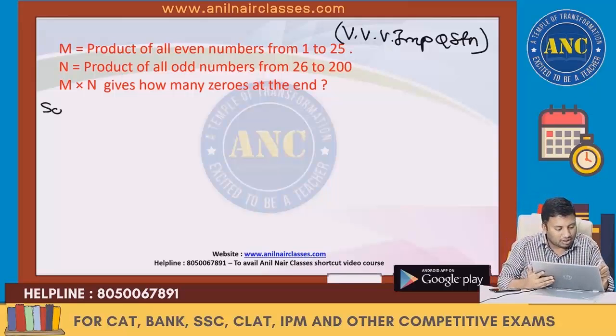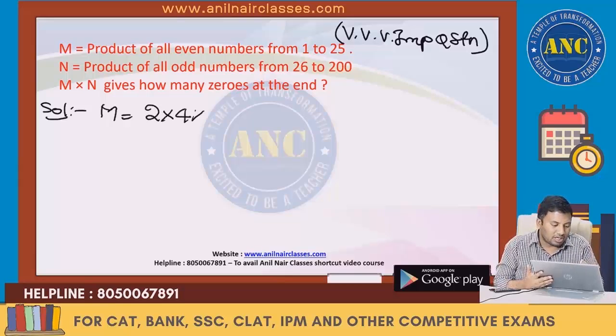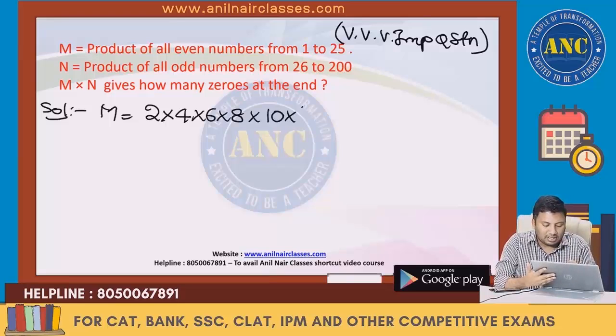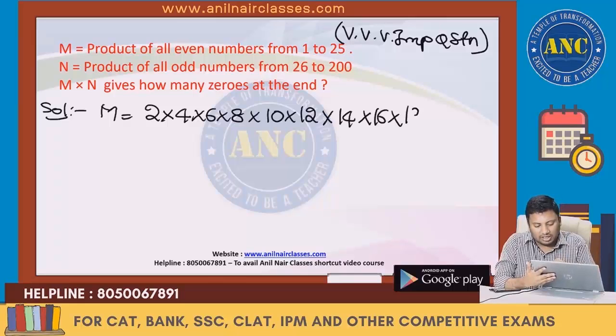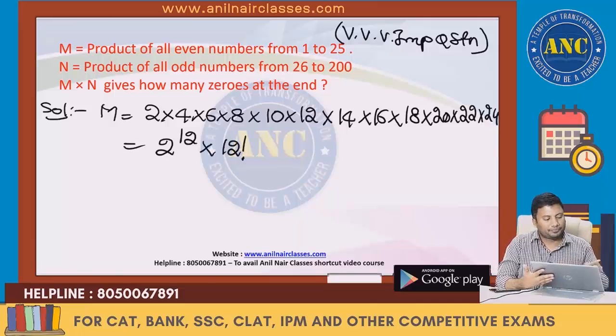Please read the question. Question is, M is product of all even numbers from 1 to 25, which is 2 1s are, 2 2s are, 2 3s are, 2 4s are, 2 5s are, 2 6s are, 2 7s are, 2 8s are, 2 9s are, 2 10s are, 2 11s are, 2 12s are. There is a reason why I am writing like this. So it is 2 power 12 into 12 factorial.